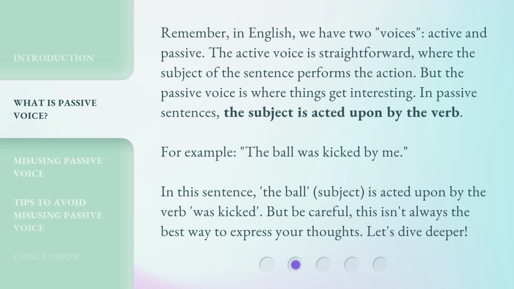Remember, in English, we have two voices, active and passive. The active voice is straightforward, where the subject of the sentence performs the action. But the passive voice is where things get interesting. In passive sentences, the subject is acted upon by the verb.